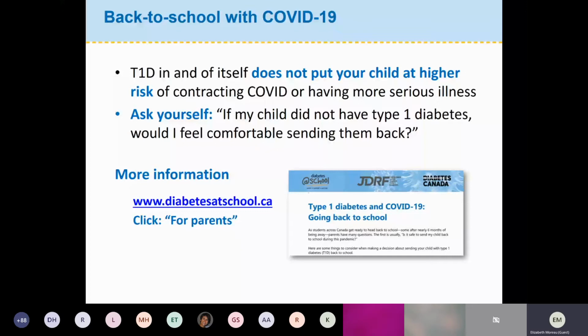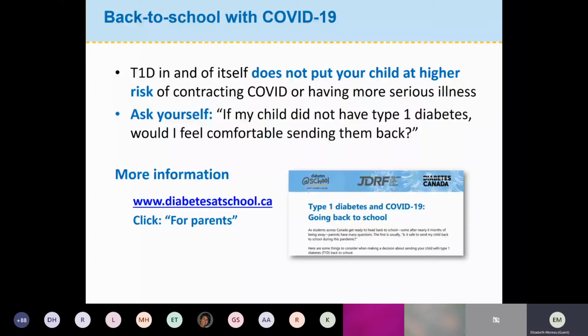But the upshot is that all other things being equal, and there are a lot of other variables, but all other things being equal, type 1 in and of itself doesn't put your child, my child, at a higher risk of contracting COVID or of having more serious illness if they do get sick. Of course, when our children get any kind of virus, it tends to wreak havoc with their blood sugar. So whether they get a cold or the flu, or should they happen to contract COVID, we may see lots of highs that we have to manage.